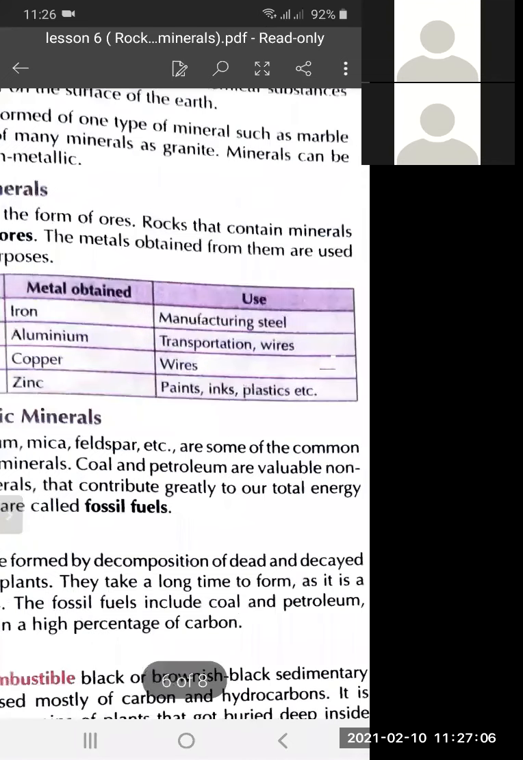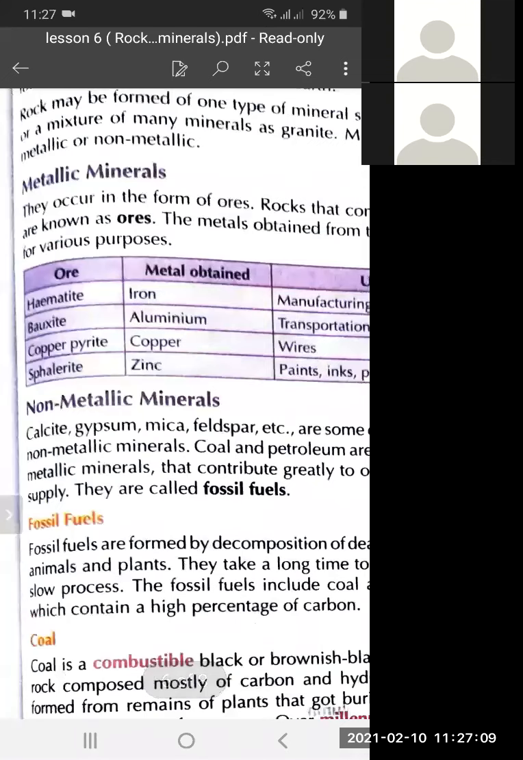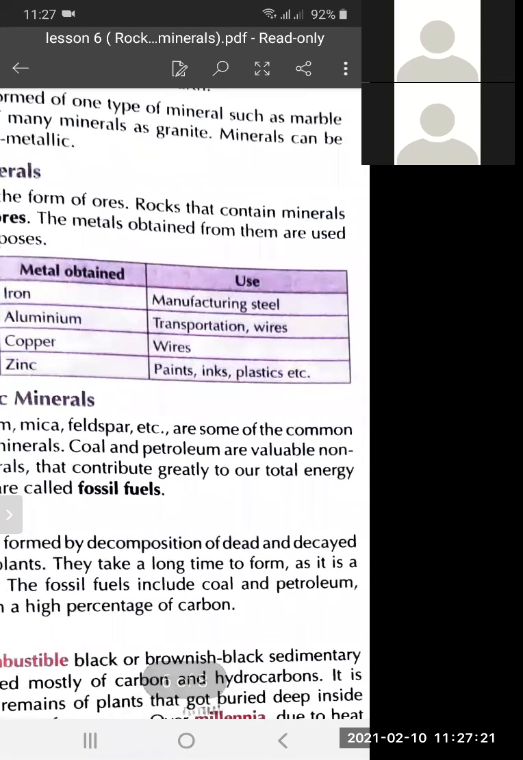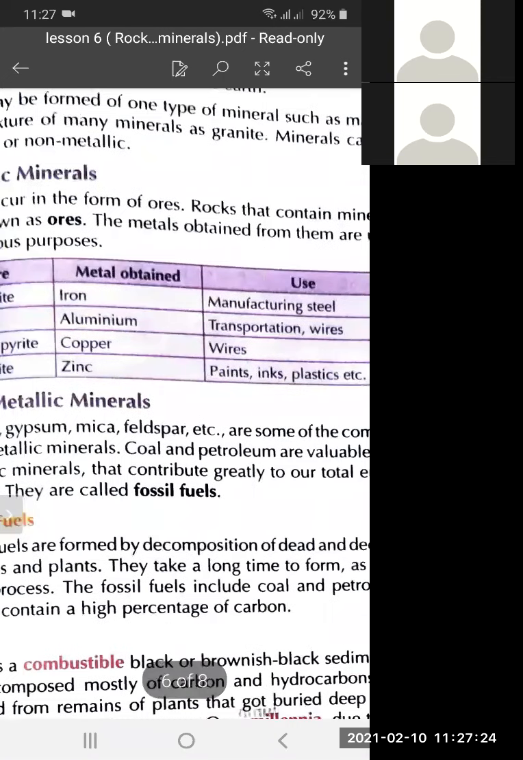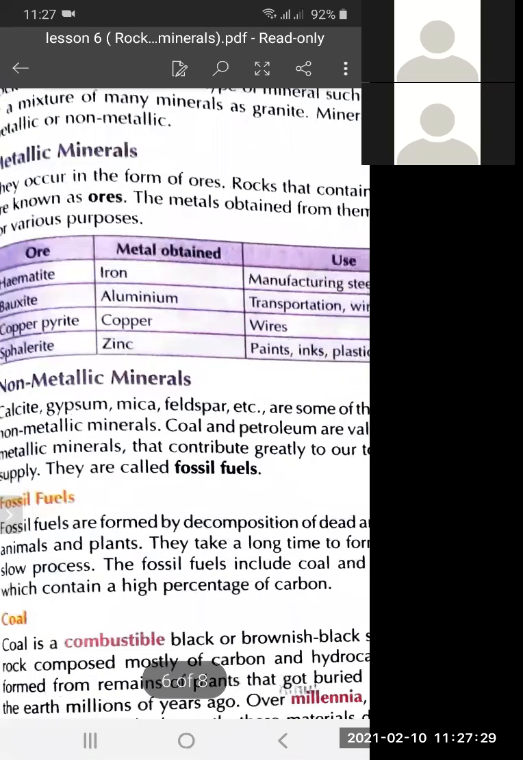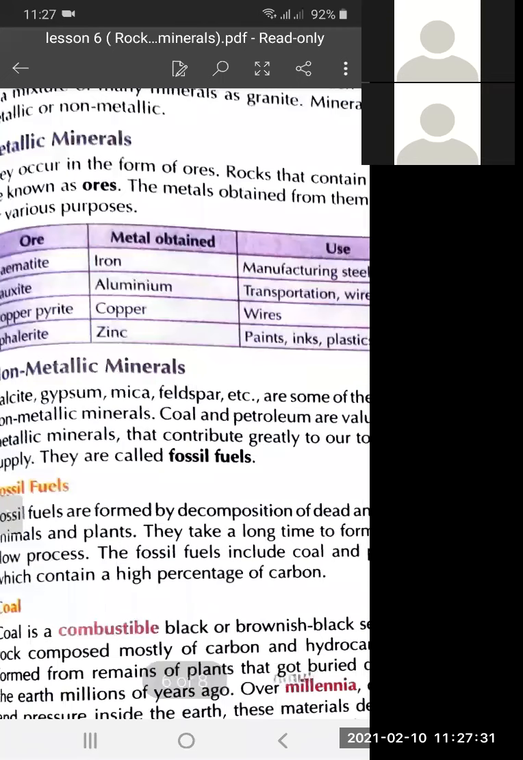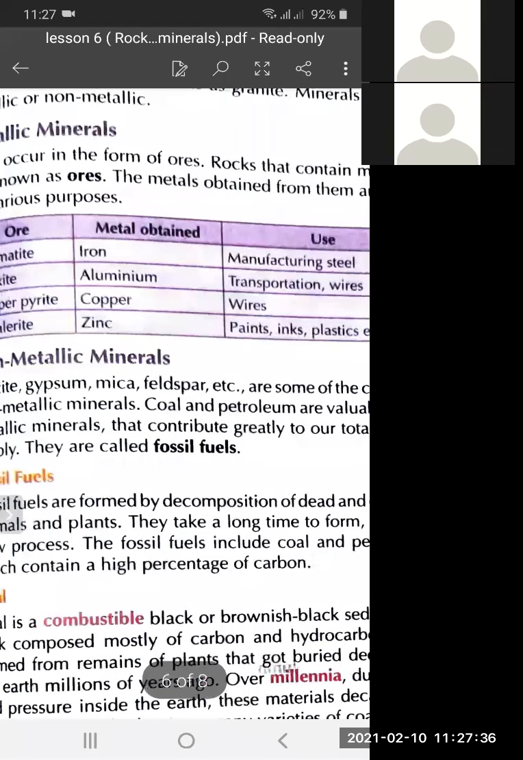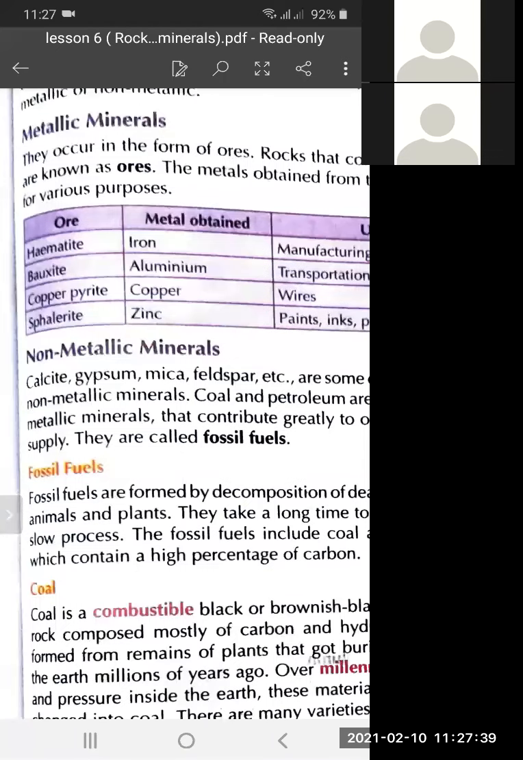Rocks that contain minerals are known as ore. Metallic minerals occur in the form of ore. Rocks that contain minerals are known as ores. The metals obtained from them are used for various purposes.